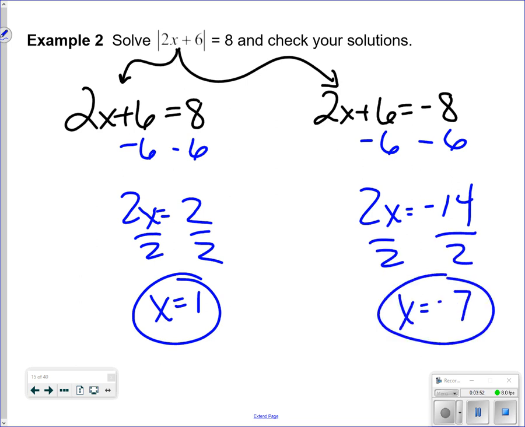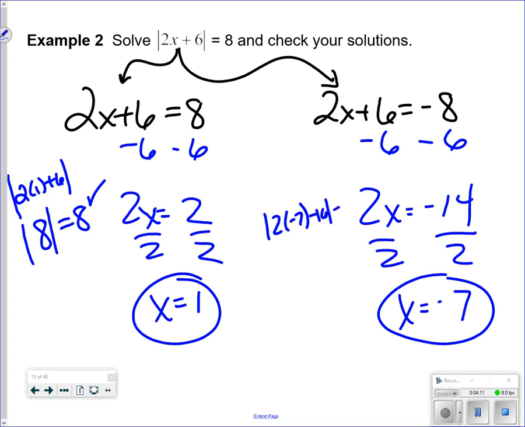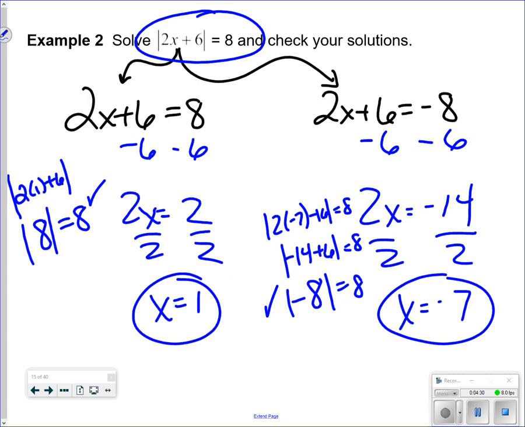I am not going to make you check your answers all the time, but I am going to do it in this particular question. Plug 1 in for x. 2 times 1 plus 6 would be 8. Is the absolute value of 8 equal 8? Yes, it does. So now, 2 times negative 7 plus 6. 2 times negative 7 is negative 14, plus 6 would be negative 8. Is the absolute value of negative 8 equal positive 8? Yes. How you're going to know this ahead of time is if you have an absolute value by itself, and I stress that, by itself, equaling a positive, then it's going to work.